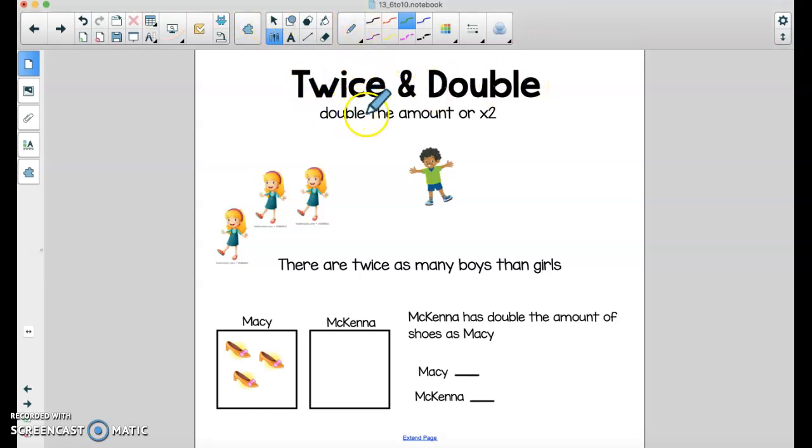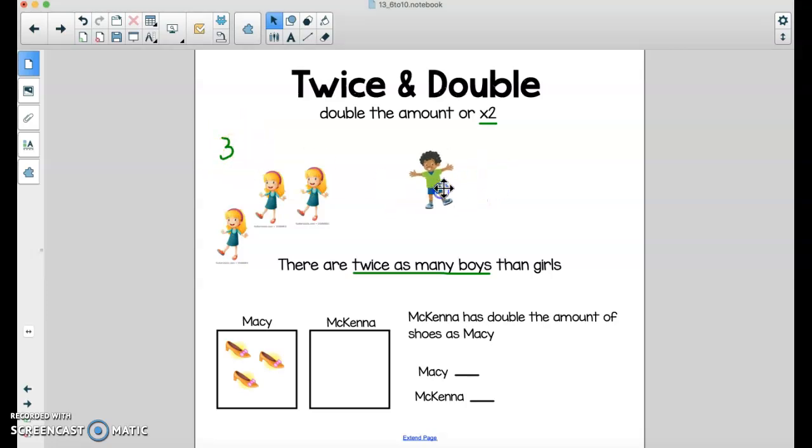All right, and my next one is twice and double. Twice and double means that it's double the amount or it's times 2. So I've made an example here to show you that there's 1, 2, 3 girls. If it says there's twice as many boys than girls, there's going to be double the amount of boys. Oh no, that sounds like trouble. Just kidding, boys. So if there's 3 girls here, that means there's twice as many boys.